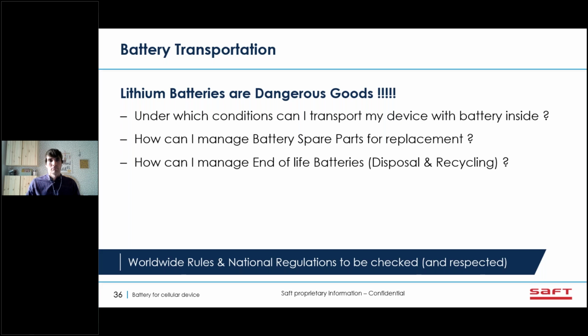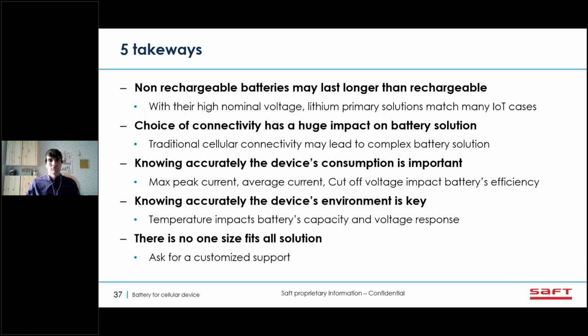So it was an overview of the main different subjects. As 5 takeaways to really have in mind: non-rechargeable batteries may last longer than rechargeable. Clearly, it's not for the same application. You have higher nominal voltage, and lithium primary solutions match many IoT cases. With primary chemistry, you don't have to manage charge, you don't have to add a battery management system. The safety management is much easier.